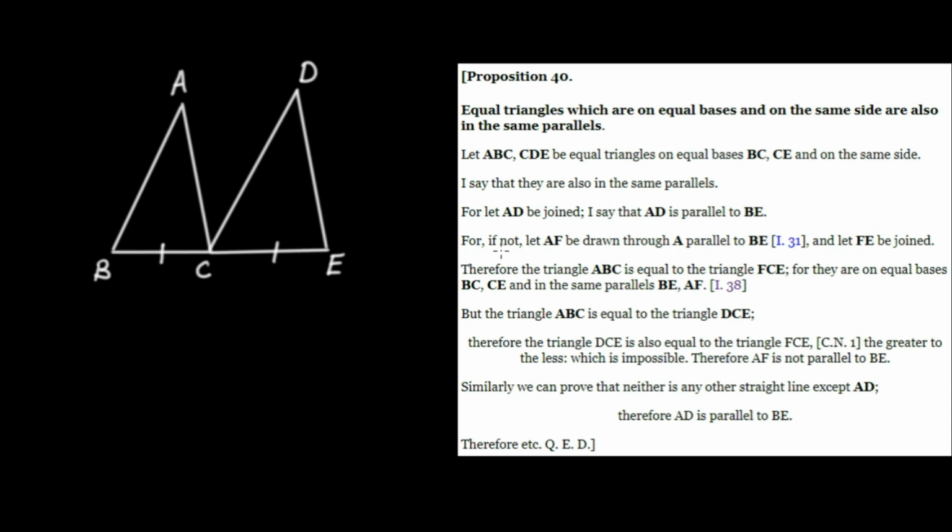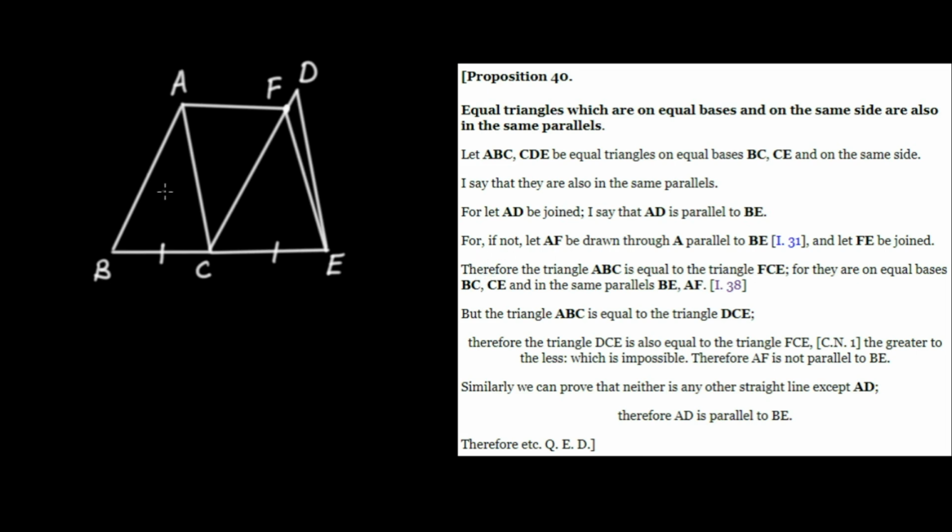He says, for if not, let AF be drawn through A parallel to BE, which we can do by Proposition 31. So we're going to start at A and draw a line parallel to BE, so parallel to this line down here. It's going to meet the triangle at a point which he calls F. And let FE be joined. So we're going to join F and E. And then we're going to do a little bit of reasoning about this diagram. We're going to see that this is actually an absurd diagram.